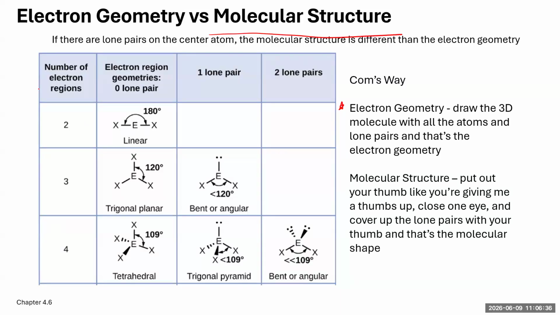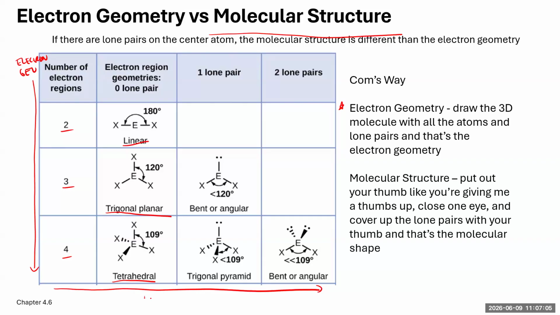All right, and if we go down this way, this just tells us our electron geometry. If we have two connections, we know it's linear. If we have three connections, we know it's trigonal planar. If we have four connections, we know it's tetrahedral. And then if we go this way, this will tell us our molecular structure. If there are no lone pairs, it's linear, let's see. If there are lone pairs, the molecular structure is different than the electron geometry, right? If there are zero lone pairs, the electron geometry and molecular structure are the same, right?